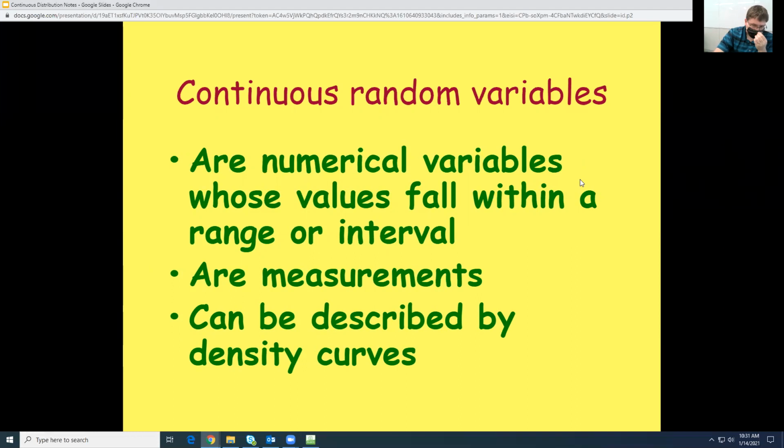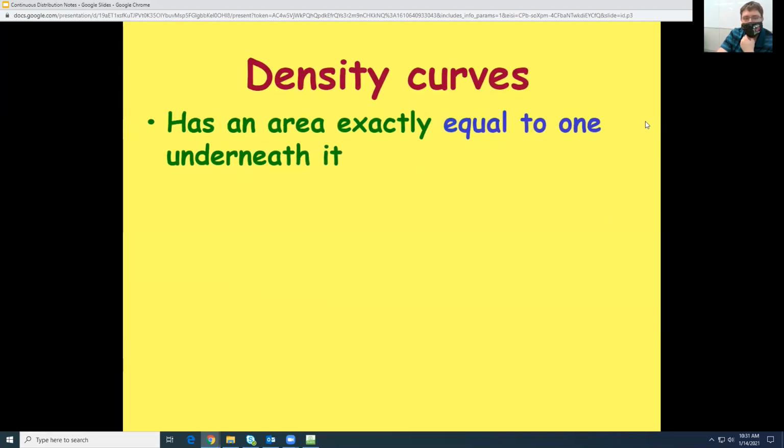So for those of you guys that don't know what density curves are, we're going to see pictures of them today, but they have an area exactly equal to 1 underneath it. So this part is in blue because it is very important for you to remember everything we do in probability adds up to 1. So when you see all these different distributions and all these different shapes, remember, if I were to calculate the entire area underneath it, it would equal 1. Okay, that's going to be helpful because we're going to be taking things away or using that to help us find different measurements that are readily available to us when we're using these distributions.